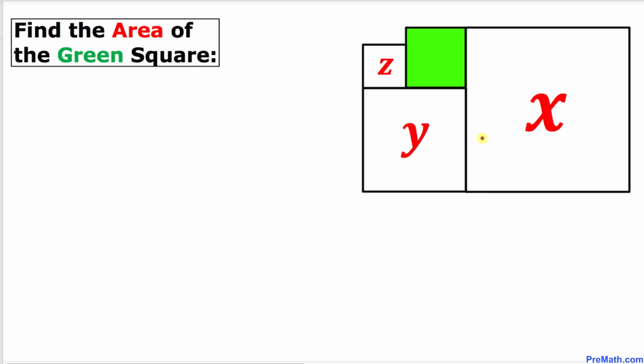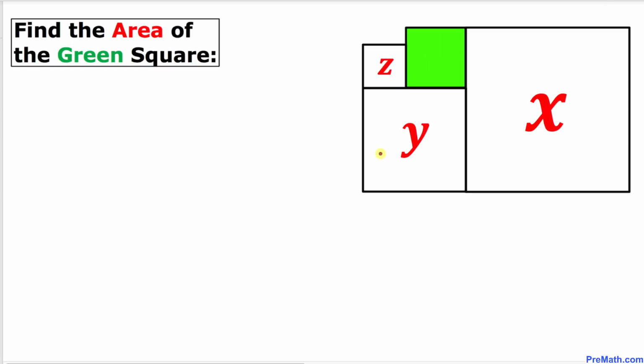In this video tutorial, we have got this shape that consists of four squares of various sizes, as you can see in this figure. And moreover, the area for this biggest square is x square units. The area for this square is y square units, and the area for this smallest square is z square units. And now we are going to find the area of this green square.